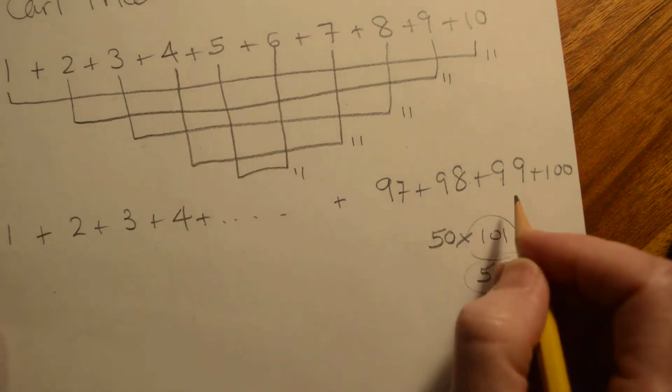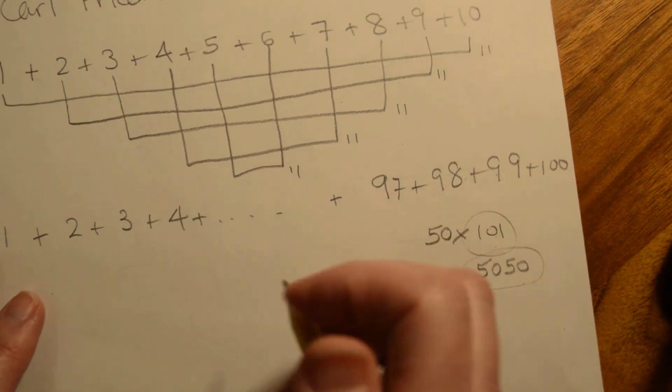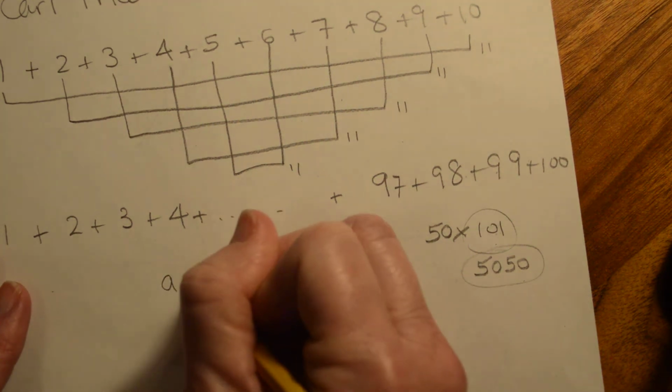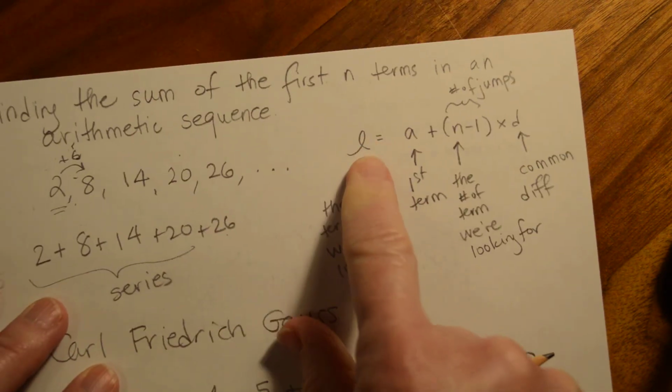All right, so basically what he did was he found the sum of the first and the last. We call the first one A, and the last one, I remember from our last video, we called that L.